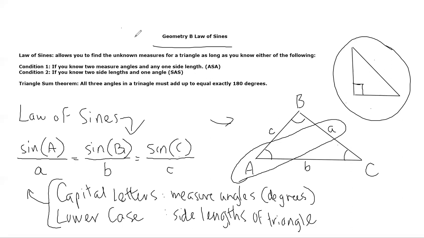Notice how it says sin of A over little a is equal to sine of B, capital B, divided by lowercase b. That would be this right here, right? What it's saying is the proportion of big B to little b is the same as the proportion of big A to little a, right? Additionally, as you can see the next part, all of those are also equal to this one.